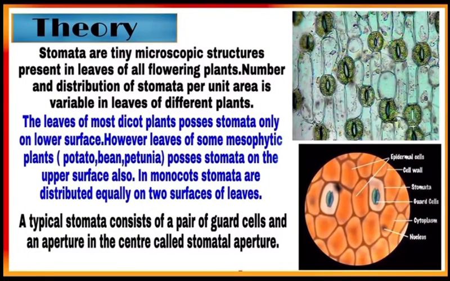Theory of the experiment. Stomata are tiny microscopic structures present in leaves of all flowering plants. This you can see in the diagram also. Number and distribution of stomata per unit area is variable in leaves of different plants.